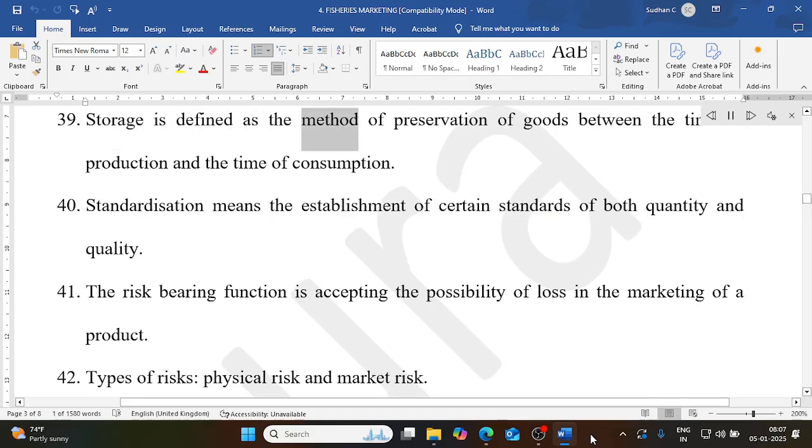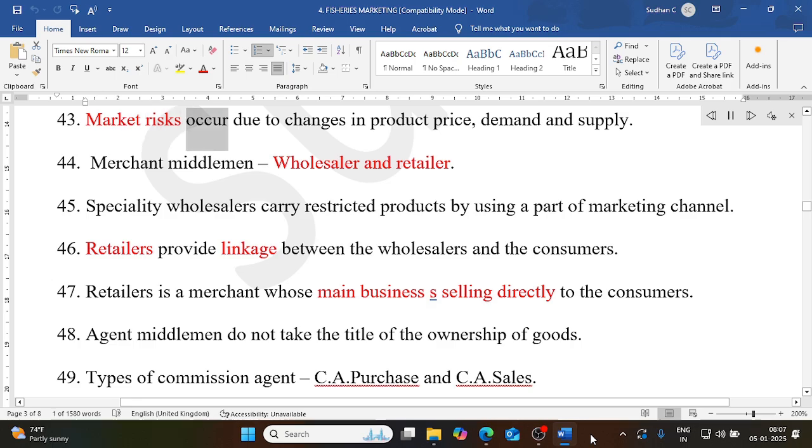Storage is defined as the method of preservation of goods between the time of production and the time of consumption. Standardization means the establishment of certain standards of both quantity and quality. The risk-bearing function is accepting the possibility of loss in the marketing of a product. Types of risks: physical risk and market risk. Market risks occur due to changes in product price, demand, and supply.